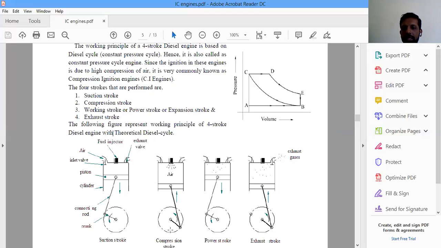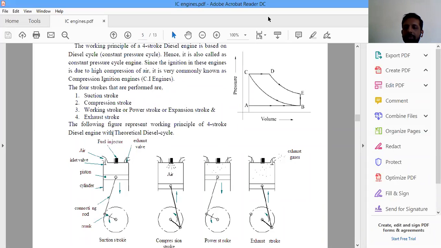So over here in the compression stroke, as I have explained, the inlet valve and outlet valve are going to be closed. The piston is going to move from BDC to TDC, compressing the air. So high pressure is going to be created. The crank is going to go for another half a rotation, right?